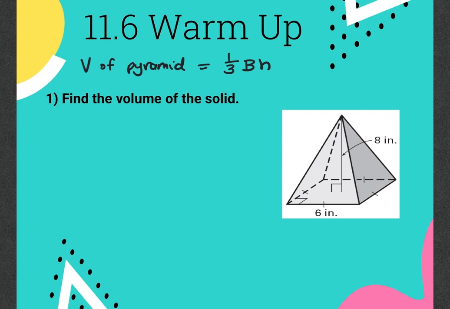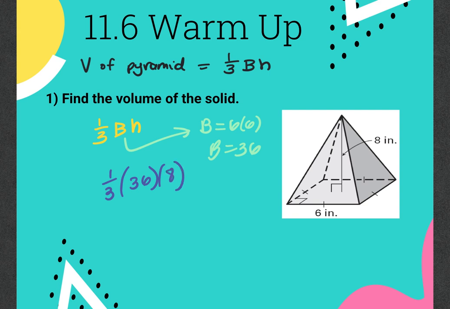It's a square pyramid. So if I did 1/3 the base area times the height, the base area would be a square, which means it would be 6 times 6, or 36. And the height of this is 8. So 1/3, 36 times 8. And you could simplify this any way you want, but 3 goes into 36 to be 12 times 8, which is 96, and it's inches cubed.